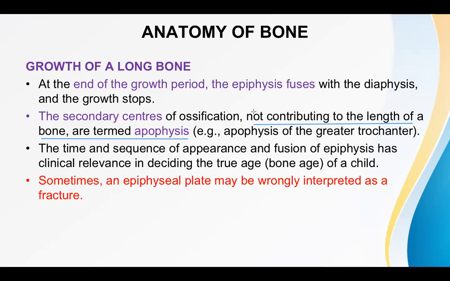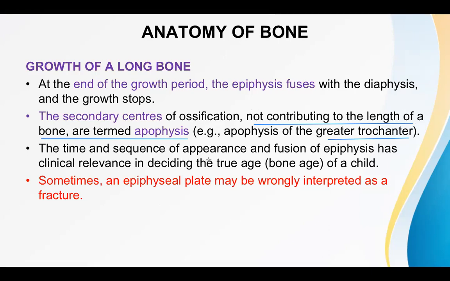Apophysis. In the beginning of the class also we talked about this. Apophysis are the type of epiphysis which do not contribute to the length of the bone. A good example we can give is greater trochanter of the femur. So it doesn't contribute to the length of the femur at all. It is there just to attach for the muscle.